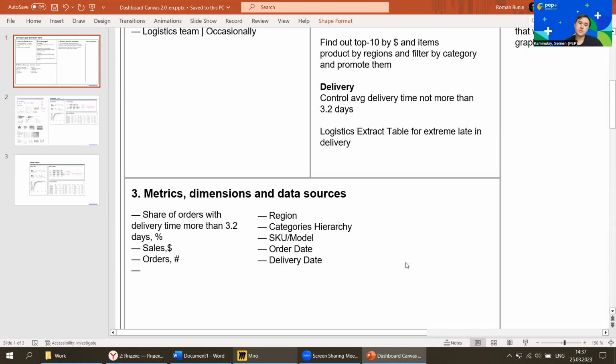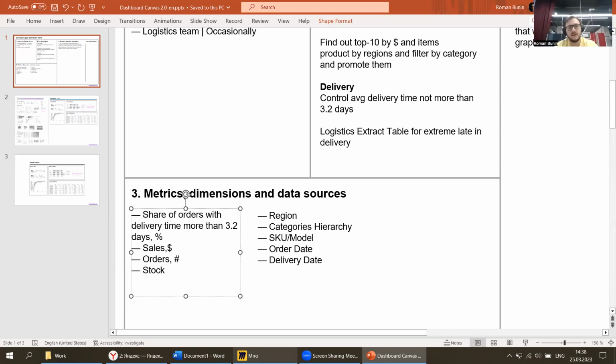This is optional. We can add stock data. It's just information. Okay, stock data. Maybe stocks or out-of-stock events. I don't know. Okay. Anything else?